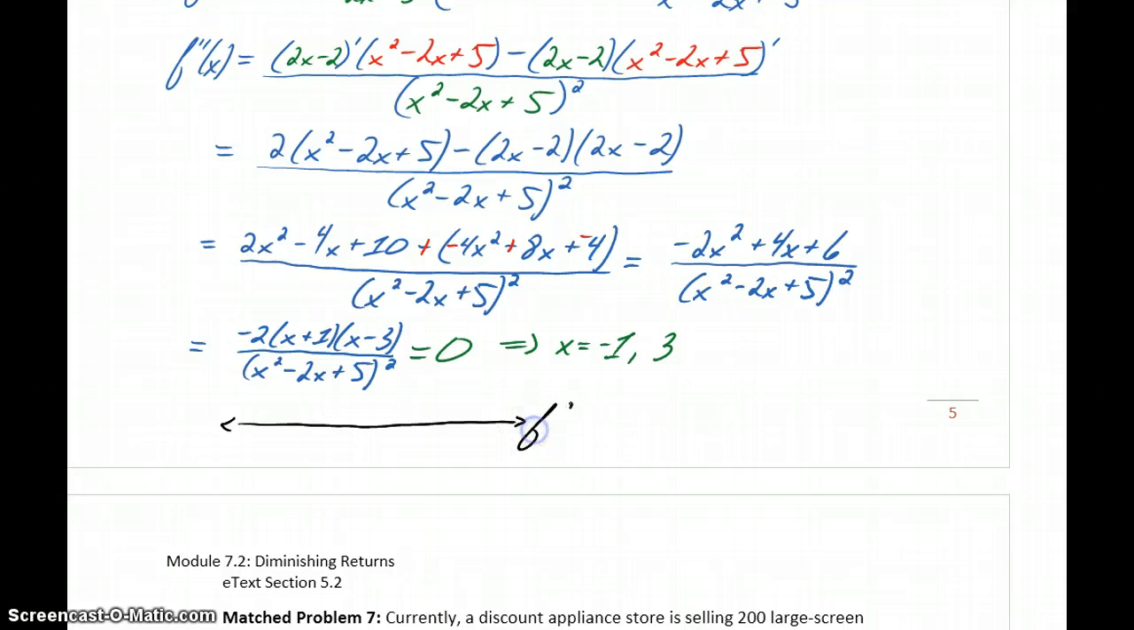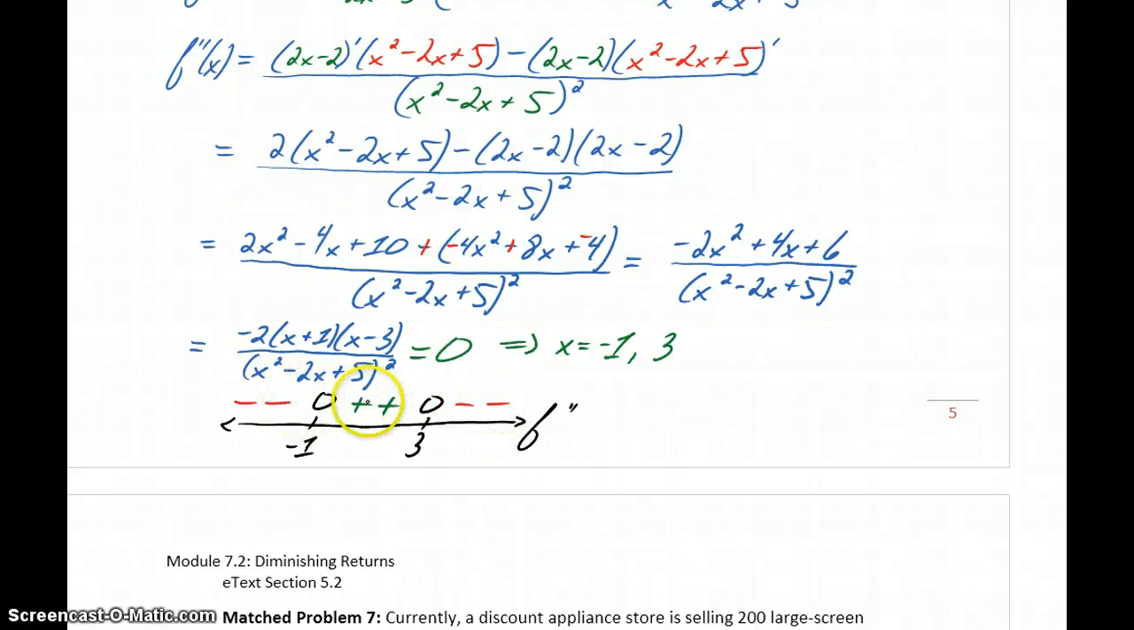And then again, we would just set up this sign chart and then choose some test points in between. So I'll leave that part for you to go ahead and do, since we've done that a few different times from module 7.1 and 7.2. But what you should be able to demonstrate is that between negative 1 and 3, that second derivative is going to be positive, and then on the remaining intervals, our second derivative will be negative.